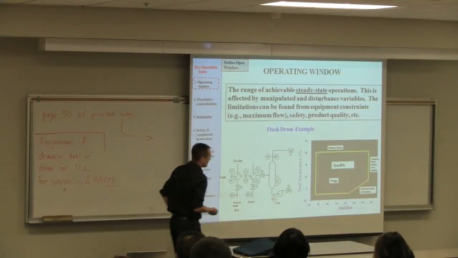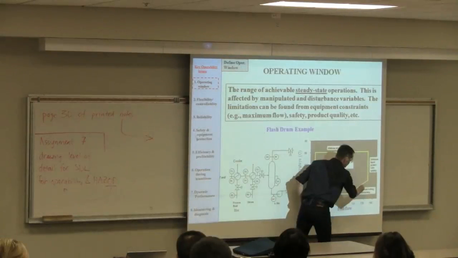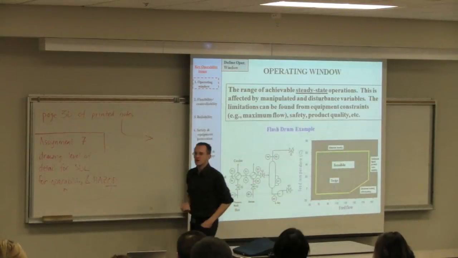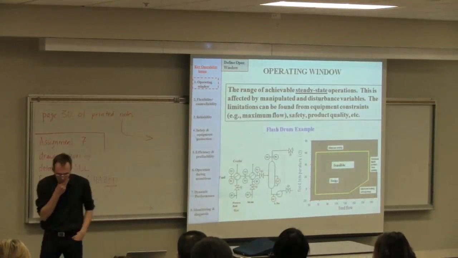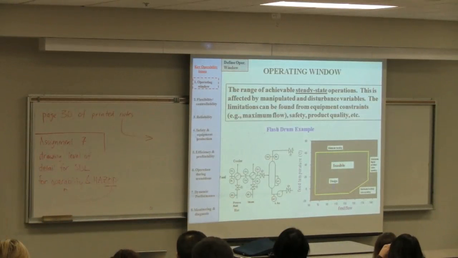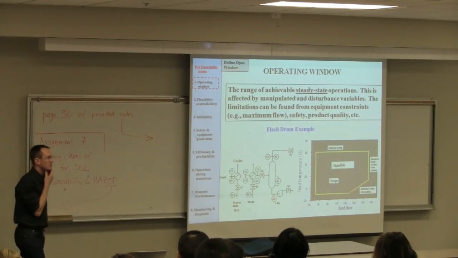This one over here, this diagonal constraint, is a little more interesting. Any ideas on that one? How it comes about? Probably can't feed it in too quickly at a low temperature, then you can't flash it all out. But quick enough, then you could increase the heat or whatever.